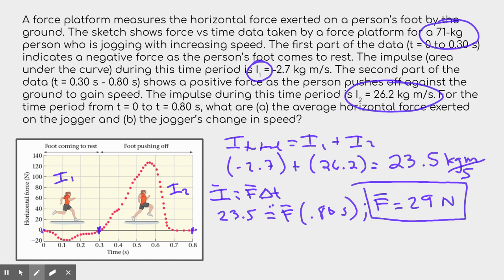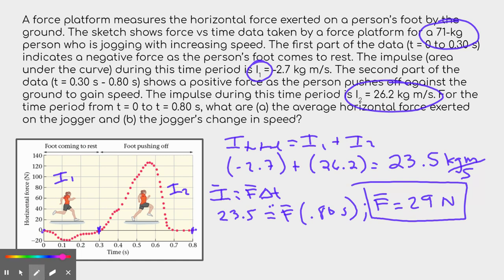Now for part 2, we're trying to find the jogger's change in speed. So pause this video and try that and then press play when you're ready. Okay, I hope this part went well too.